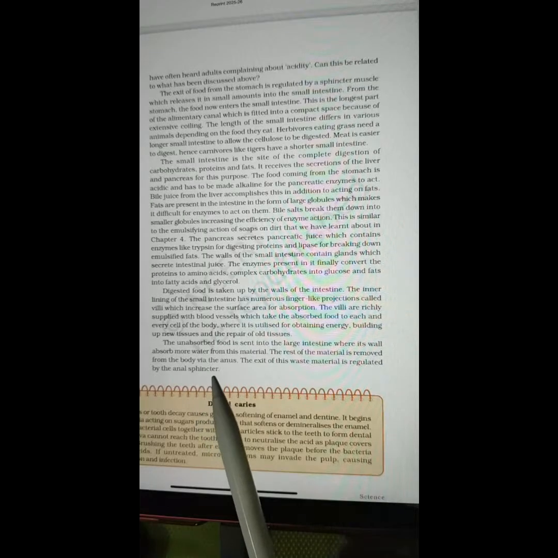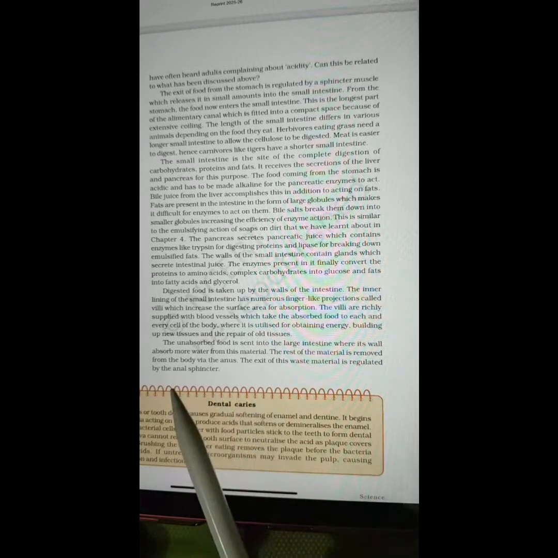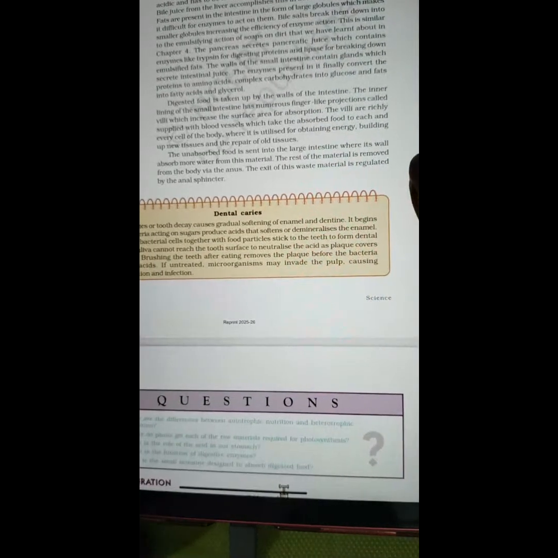Absorption. Villi, blood vessels. Unabsorbed, via the anus, means through the anus. Anal sphincter means it is the passage through which excreta moves out of your body.